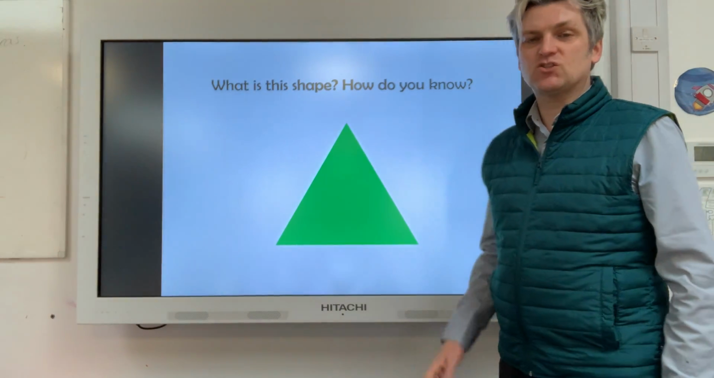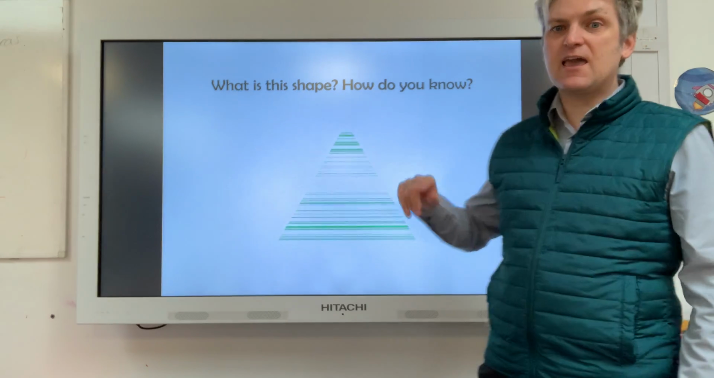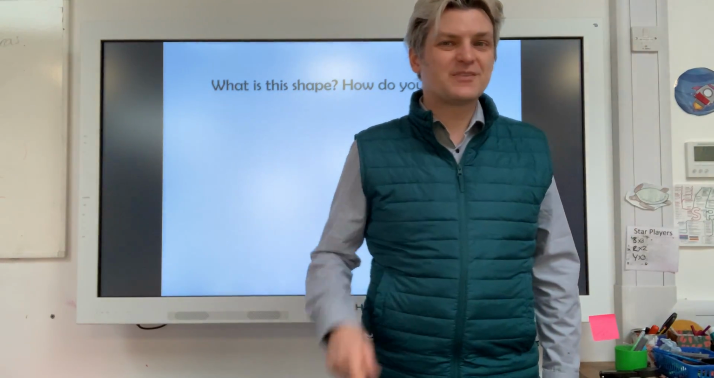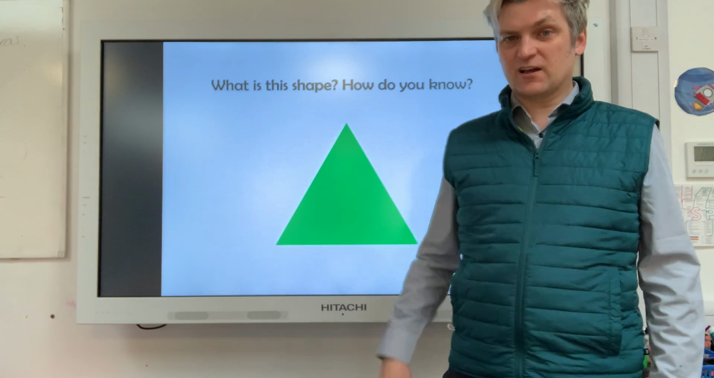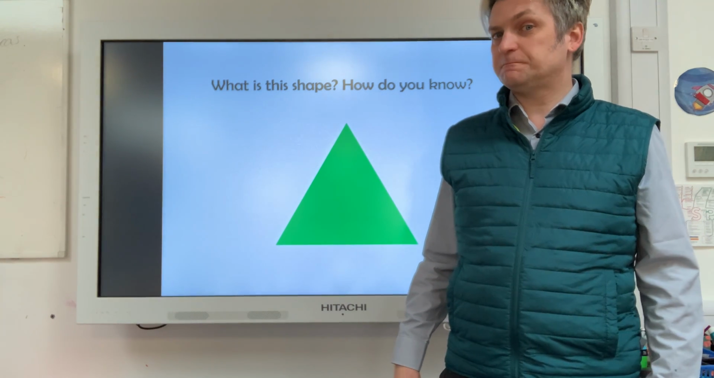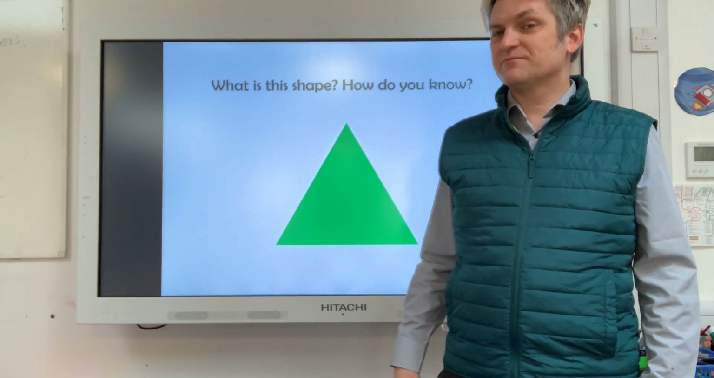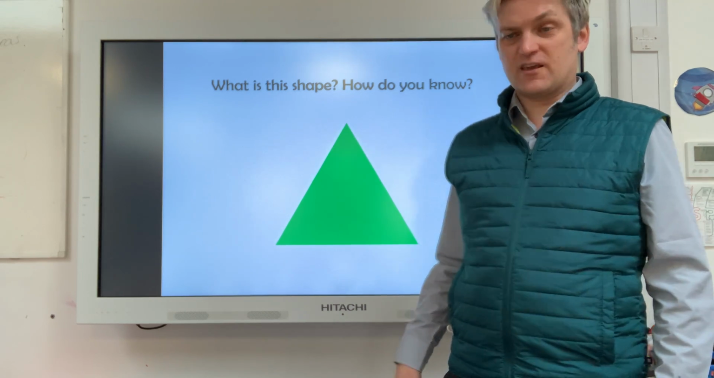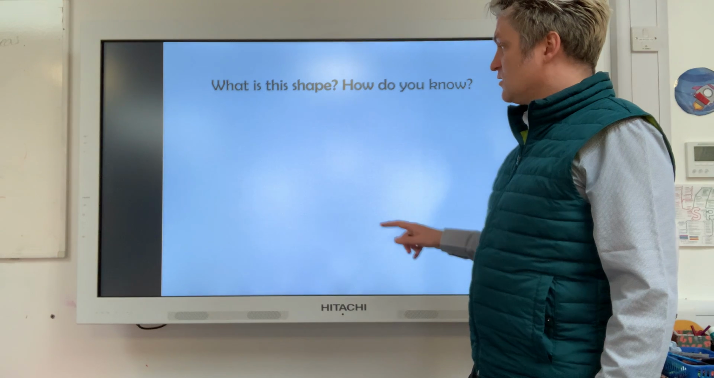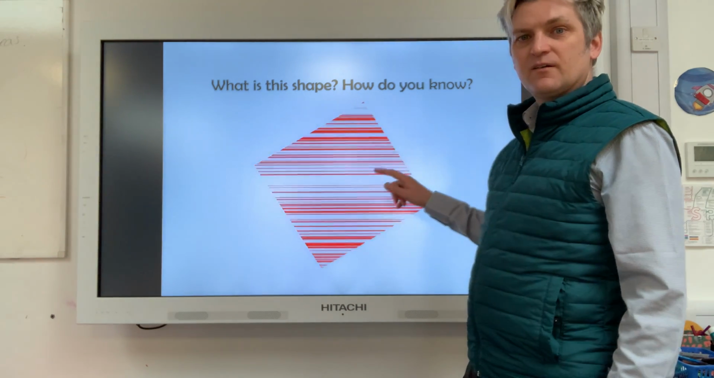Super fast. What's this shape? Shout it out. It's a... Did you say triangle? Then you are correct. This is a triangle because it has what? 3 straight sides and 3 corners. Well done.